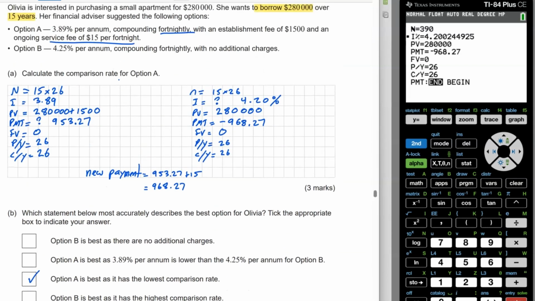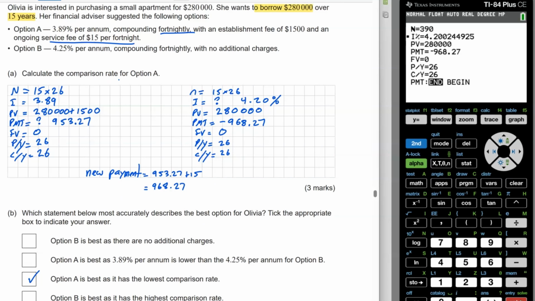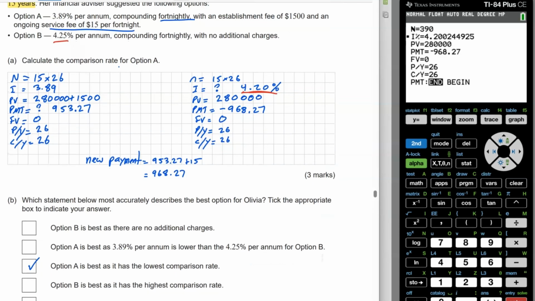So we're really comparing here the 4.2, and then we're comparing that to option B, and comparing it to 4.25. So you can see that 4.2, which is option A, is less than option B.